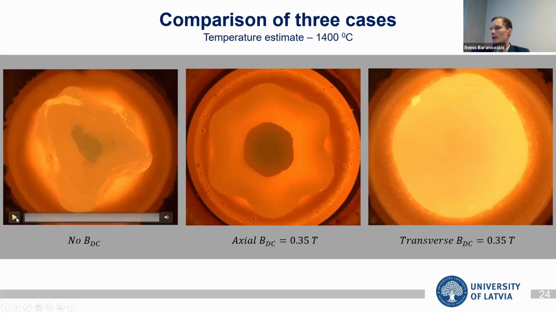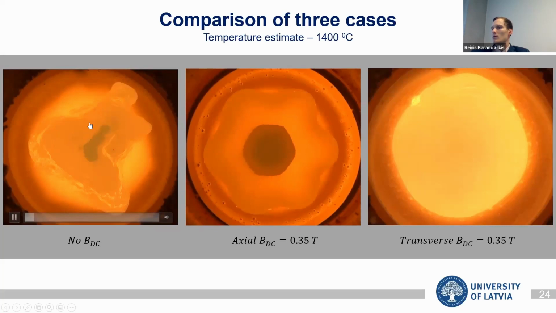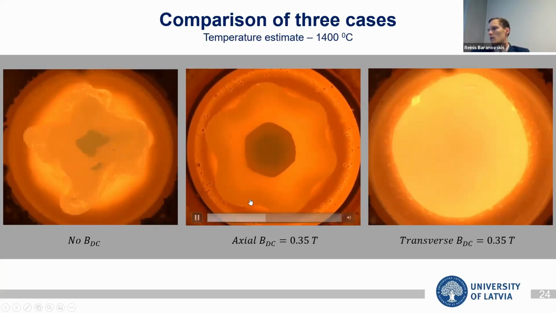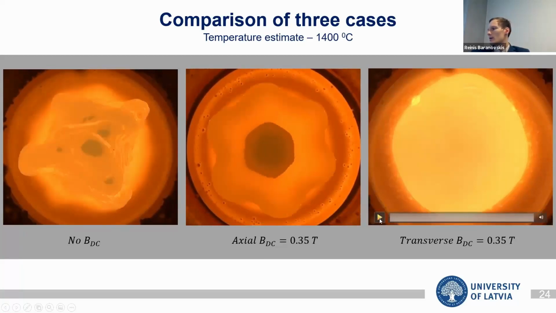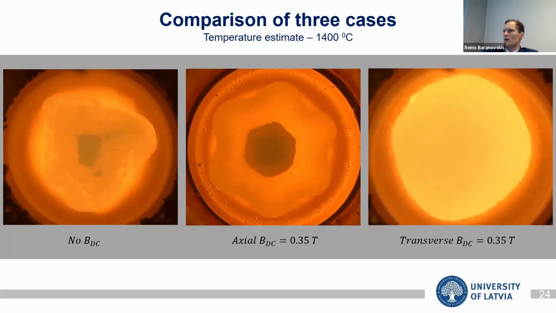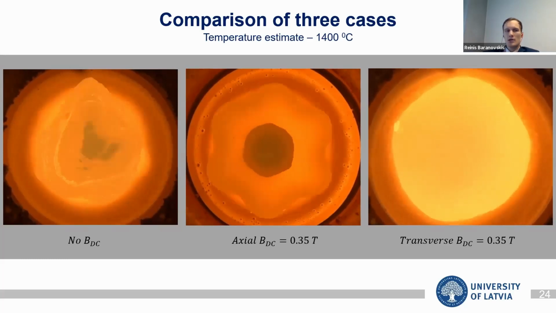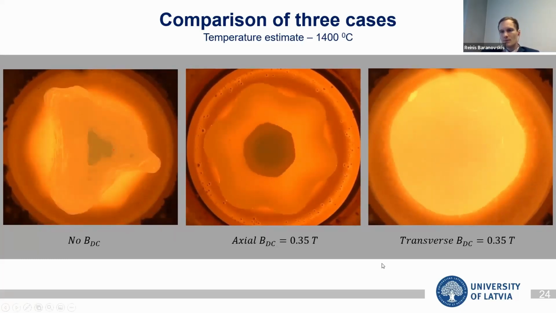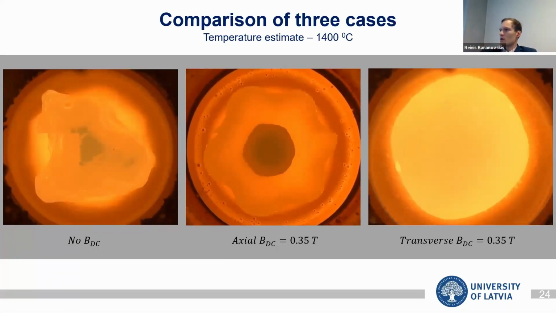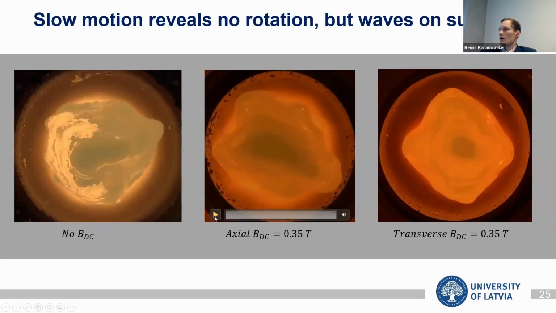We'll try to compare three cases side by side. On the left, we have no external magnetic field, only the one that is produced by the coil. In the middle, we have an axial field, and here we have a transverse field doing the dampening. Temperature estimate: this system is pretty hot. There is a copper and copper oxide here on the melt. And I'll also show the slow motion of this, how it happens.